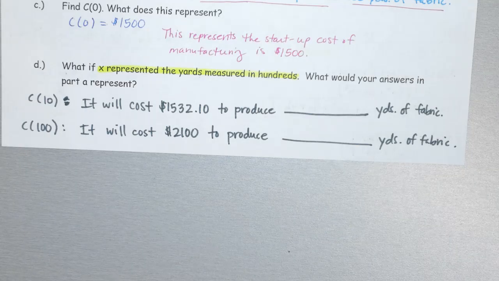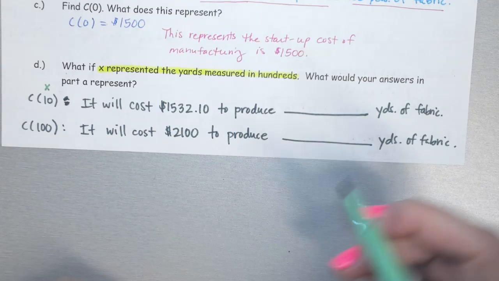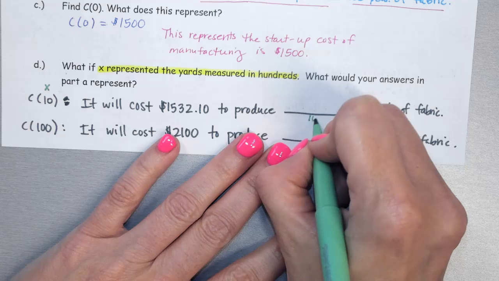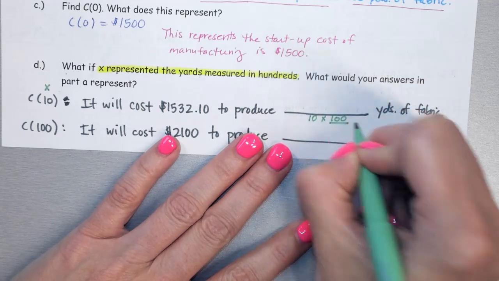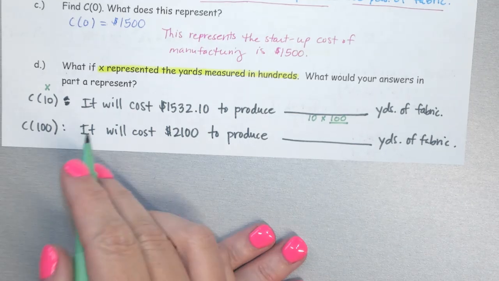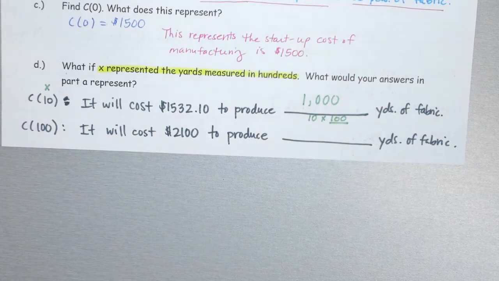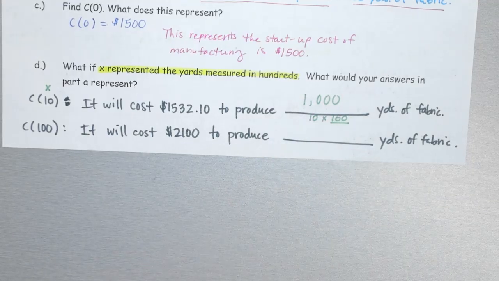So let's say, what if X represented the yards measured in hundreds? So this is your X. If that is in hundreds, what you would have to do is take that input value and multiply it by 100. If it was in thousands, you'd multiply it by 1,000. Okay? So if something is measured in hundreds, you just have to multiply that, and the output's the same, but this is going to produce 1,000 yards of fabric. If it's 10 times 100, you just put the 2 zeros on the end. Okay, so can you guys do the second one?